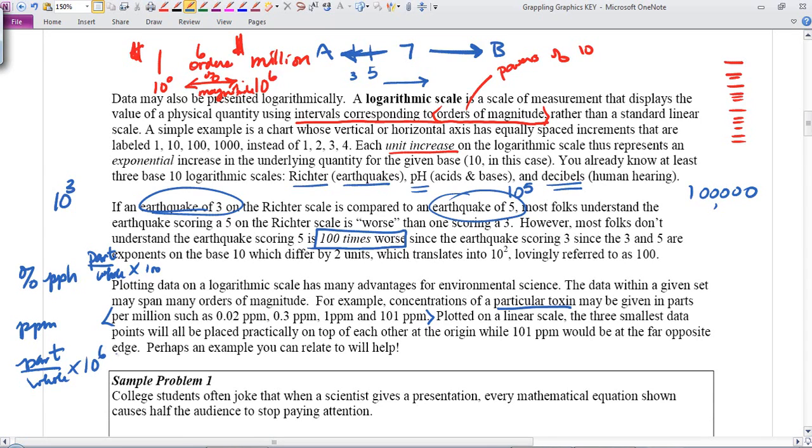So when we try to do 0.02, 0.31, and 101 plotted on a linear scale, the three smallest data points are going to be all piled up on top of each other, and you're not seeing any separation. So it would be kind of as if those were all equally bad, when in actual fact, that's not the case at all. So it's better to put them on a logarithmic scale.